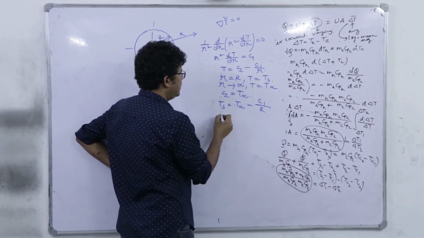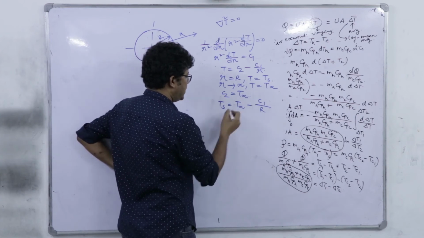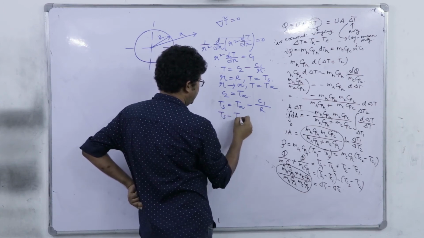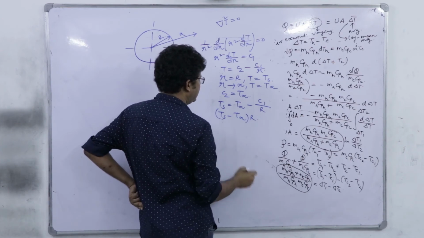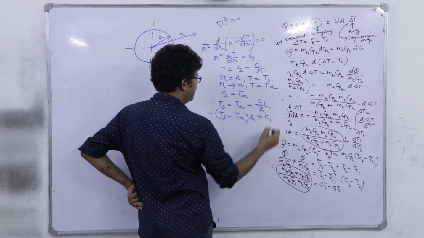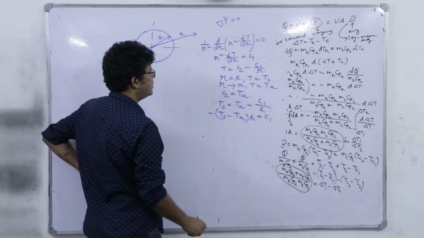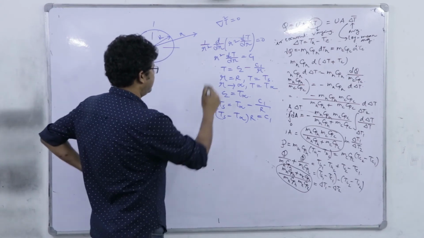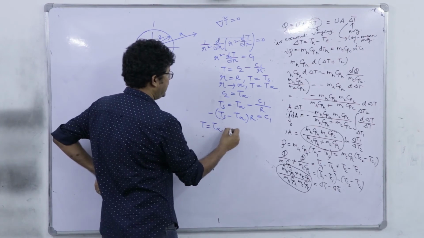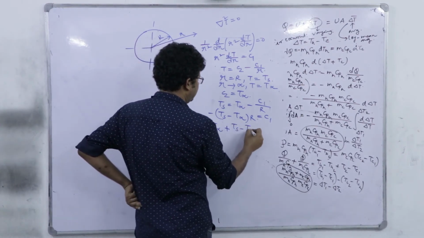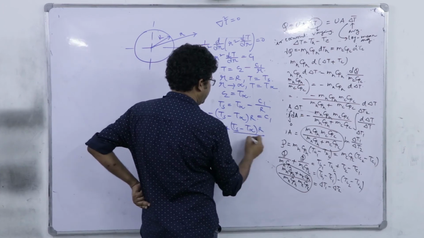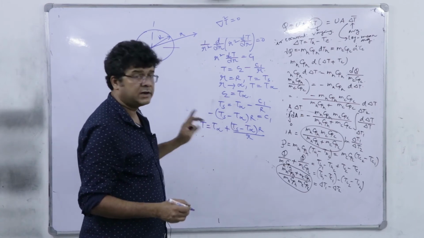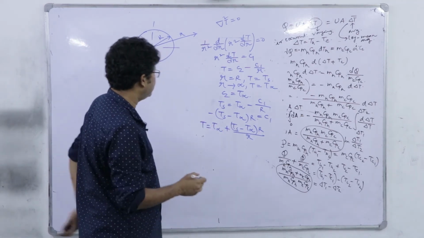So what happened? The C1 we have to solve for, this Ts minus T infinity into capital R with a minus sign is equal to C1, right. So let's substitute it. So T equal to T infinity plus Ts minus T infinity into R divided by small r. Now at r equal to capital R, T equal to Ts, r equal to infinity, T equal to T infinity, so solution is exactly consistent.